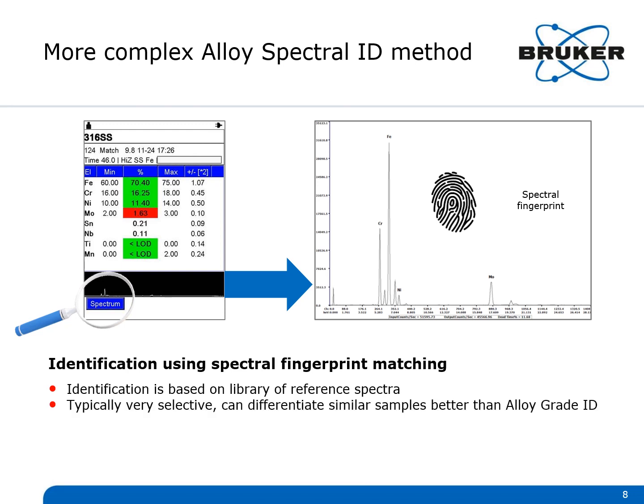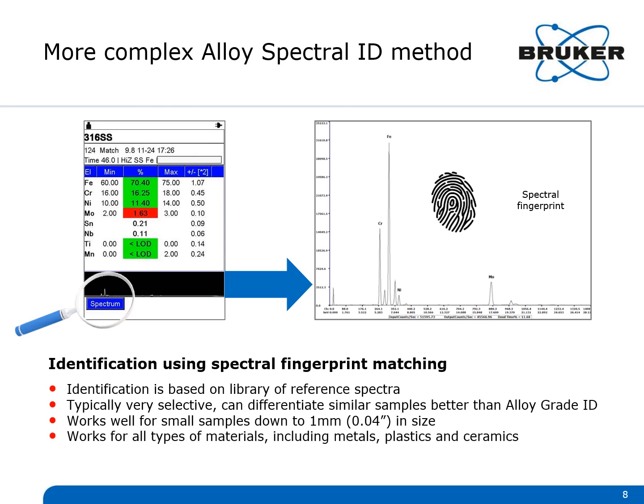Fingerprinting is very selective and can differentiate similar samples better than alloy grade ID can. It works well for very small samples, even down to 1 millimeter in size. It works for all types of materials, including metals, plastics, and ceramics, but it is more complicated to use than the simple alloy grade ID program.